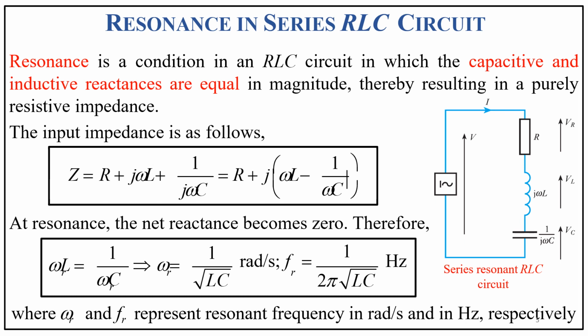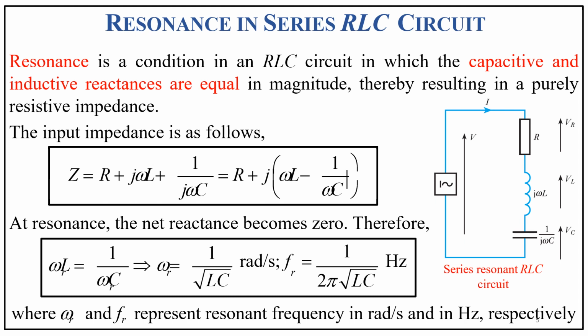The input impedance is as follows, that is, Z is equal to R plus j omega L plus 1 by j omega C. Here we can take j common, so R plus j into omega L minus 1 by omega C. So at resonance, the net reactance becomes 0.